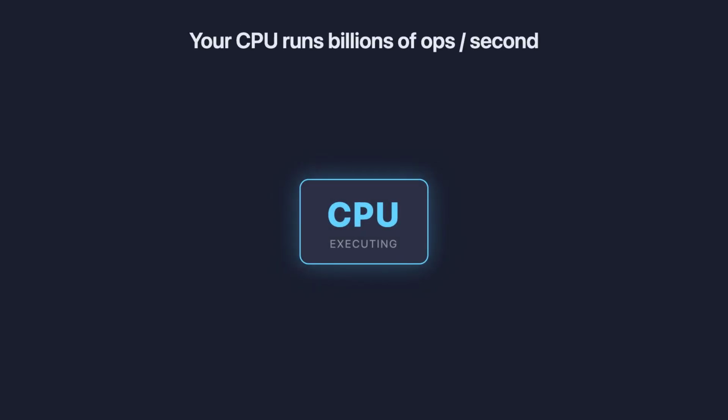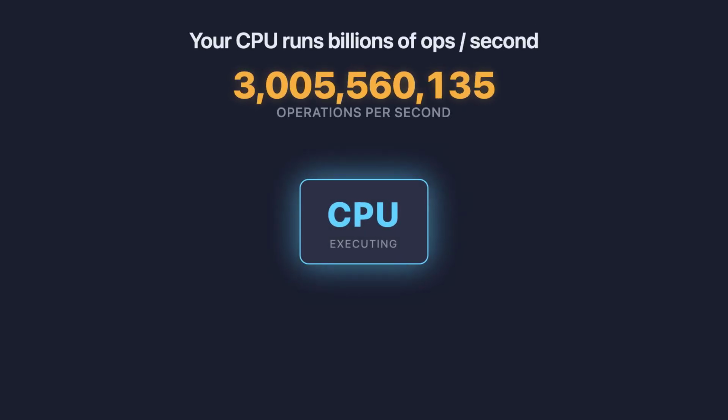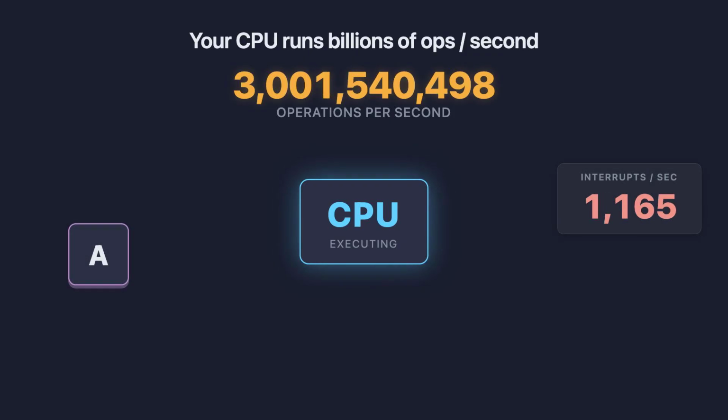Your CPU is running billions of instructions every second. It's deep in a calculation, completely absorbed when you press a key. And somehow, before your finger even lifts, that keypress has reached the kernel, been turned into a character, and shown up on your screen. How?